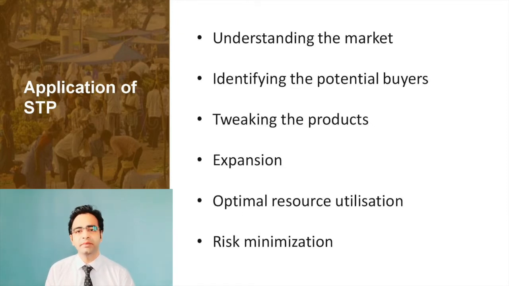Then comes the third part, that is tweaking the product. Sometimes if my product is not very well established in the market, I'll do all these STP things and see where my product is having what kind of issues, and whether I can fine tune it. Suppose some issue is there with the packaging or the designing of the product, or the aspiration is different. So we will fine tune the product in a way that it goes along with the expectations and aspirations of the consumer. Then comes the fourth part, which we discussed earlier, about expansion.